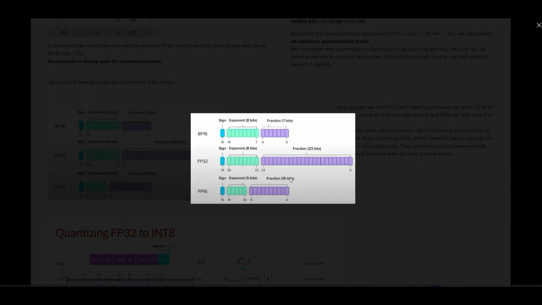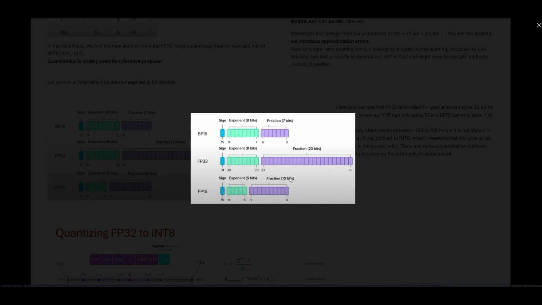As we saw the effect of quantization, let's now understand how quantization is achieved. You will also immediately realize the problems that arise due to quantization. This picture shows how various data types are represented at the bit level. Here you can see that FP32, also called full precision floating point, can store 23 bits for precision, whereas FP16 can only store 10, and BF16 can only store 7 of them. INT8, on the other hand, can only store values between -128 and 127. Hence, it is not shown in the picture.